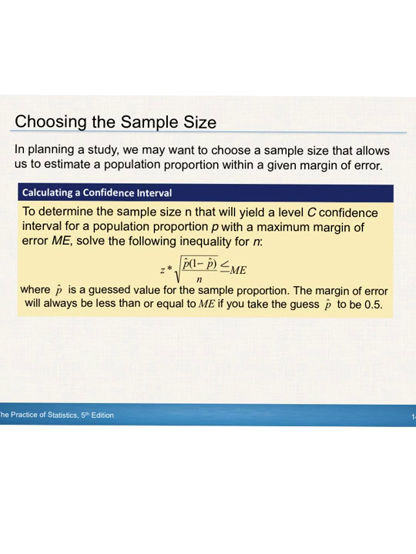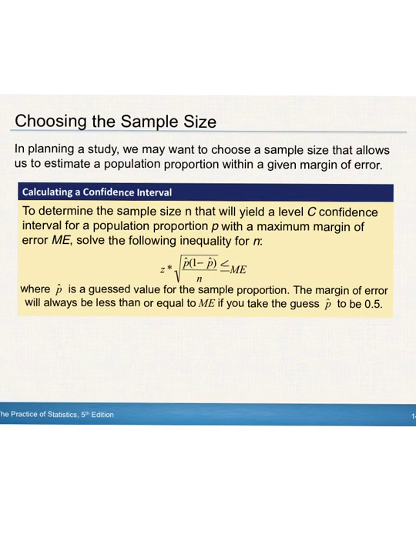So to do that, we have to make sure we plan a sample size that's big enough. To determine the sample size, we don't have the population proportion. We don't have an n yet because we haven't figured it out. So how are we supposed to figure this out if we don't have that?